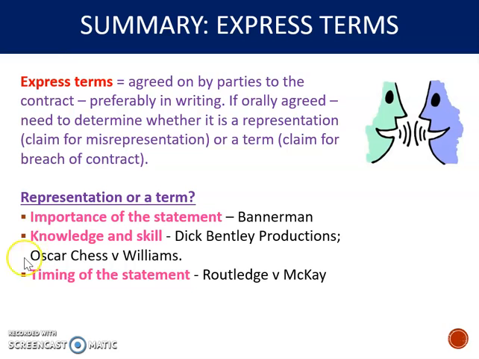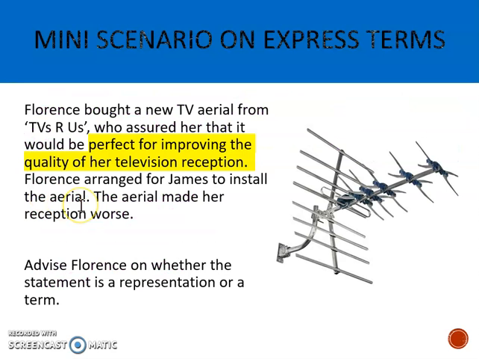We also look at the timing that the statement was made, and that's shown in the case of Routledge and McKay. It shows us that the closer that the contract was concluded in relation to the statement being made, the more likely it is to be a term. So these are guidelines really for working out whether a statement is likely to be a representation or a term or not. So now that's fresh in our mind, let's go back to the Florence scenario and have a look at what we think here.